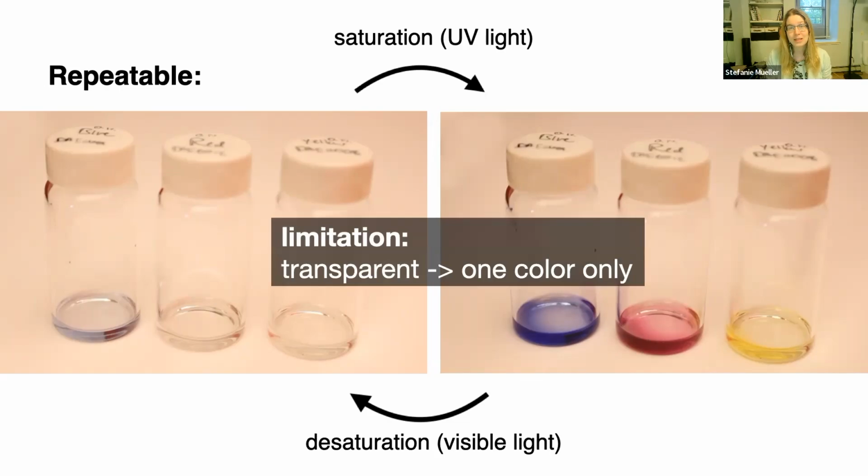So one big limitation of these materials today is that you can really only go from transparent to a single color. So as you can see here, there's one material in the left bottle, which goes from transparent to cyan. The middle bottle goes from transparent to magenta, and the right bottle goes from transparent to yellow. So what that means is that this technology so far has only been used to make single color images. And the invention from my lab is to actually allow for high resolution multicolor images. And I will show you the trick behind this in the next few minutes.